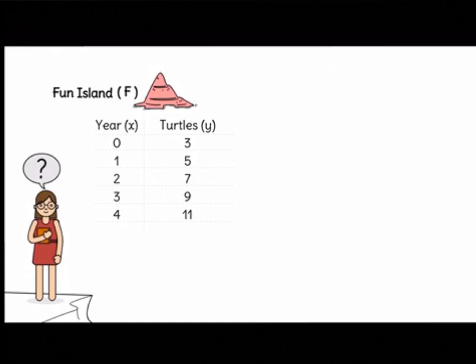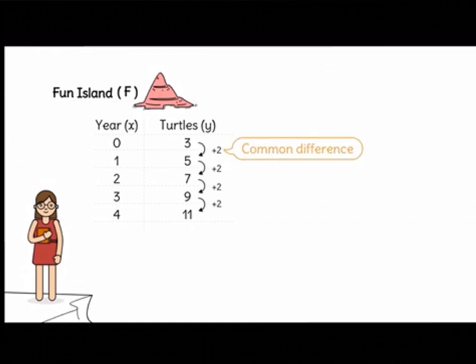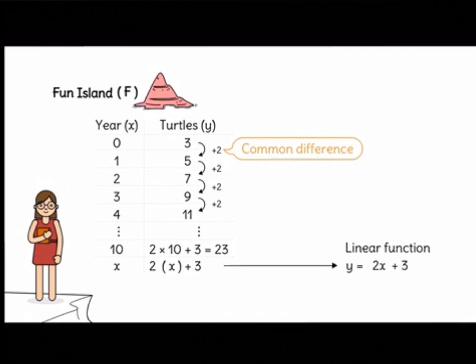Let's look at F. The turtles increase at a constant rate. Sometimes we call that a common difference. We started with 3 turtles and added 2 for however many years have passed. So if 10 years pass, we would have 2 turtles times 10 years plus the 3 turtles we started with. That's 23. If x years pass, then we have 2 times x turtles plus the 3 we started with, and wow, that's a linear function, y equals mx plus b.